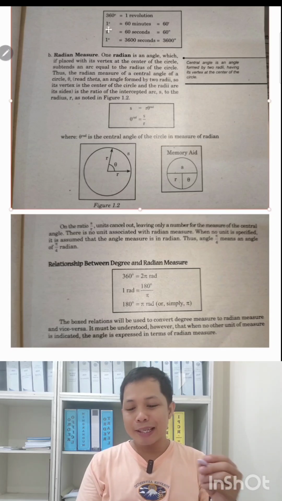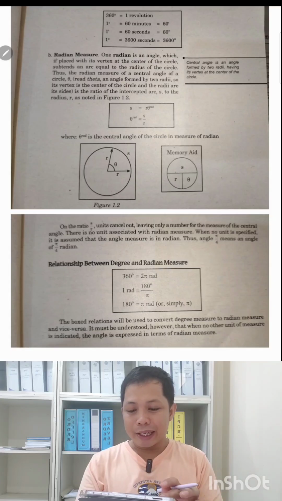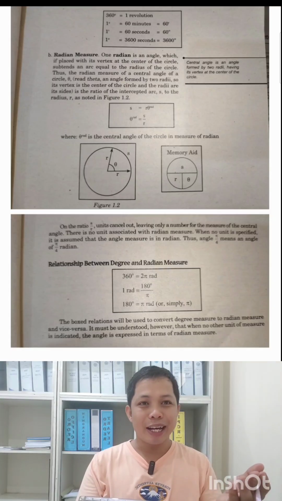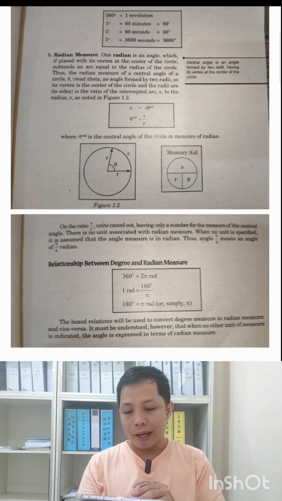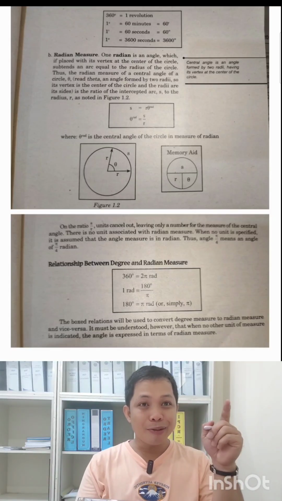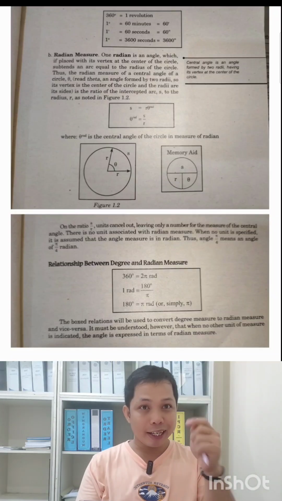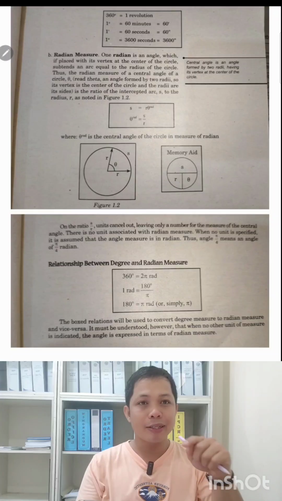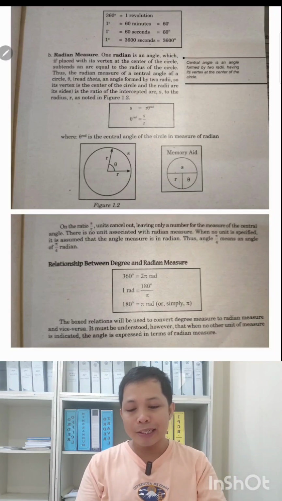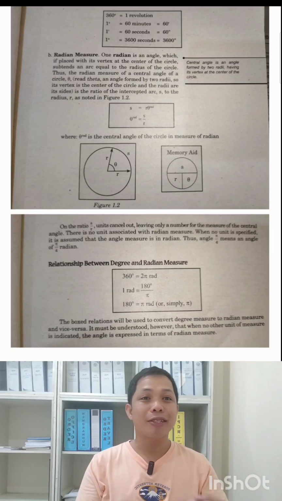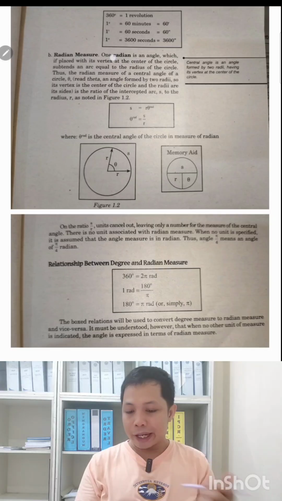360 degrees is equal to what? 1 revolution. And 1 degree is equal to 60 minutes, right? So 60 minutes can be written as 60 apostrophe, 1 apostrophe. And 1 minute is equal to 60 seconds. So 60 seconds, 60 double apostrophe. So seconds, double apostrophe, minutes, 1 apostrophe. So therefore, 1 degree is equivalent to how many seconds? That is 3,600 seconds. Okay? Now, let us proceed to the radian measure.